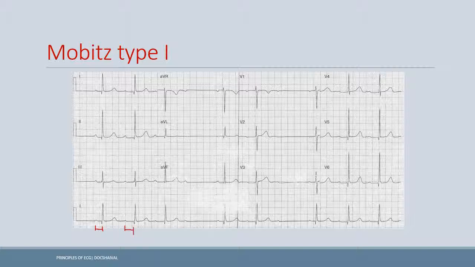Look here closely, and the PR interval is getting prolonged, and yes, then we have this absence of the QRS complex, and that we call a dropped beat.